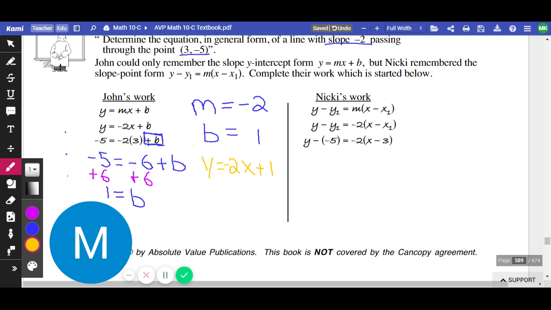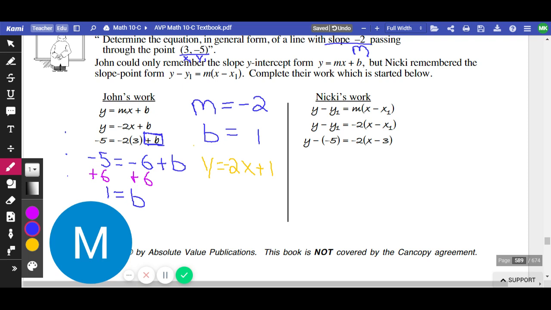Nikki's work is how I would recommend doing the question. So Nikki took the info, the slope equals -2, the point at 3, -5, and Nikki changed this to be x1, y1, and changed this to be m, and used slope point form. You'll notice she's plugged everything in. Now she's going to try to change it to be slope-intercept form.